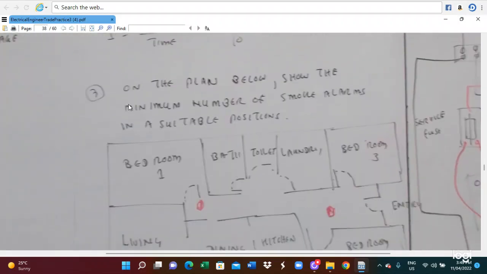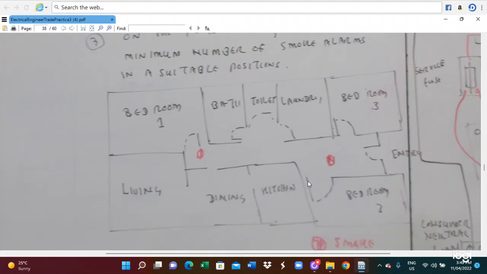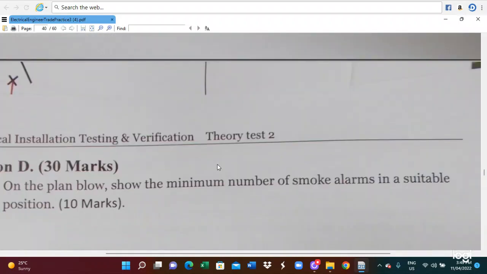Here is a plan where we can place a smoke alarm. We can place it like this. So we can put it in an alleyway or near the bedroom. We cannot put it in the lobby or in the kitchen.